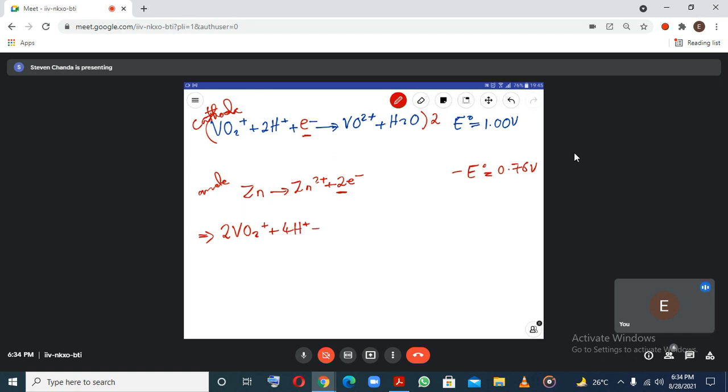Remember the state symbols, always put them: aqueous, aqueous, and that would be aqueous. Then that's water, liquid, because these things are dissolving in water. Then at this point you get the anode reaction.